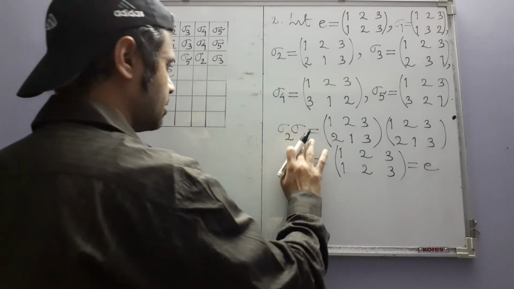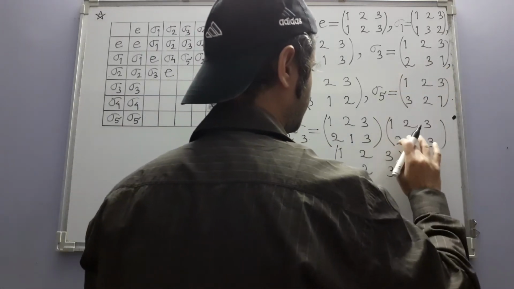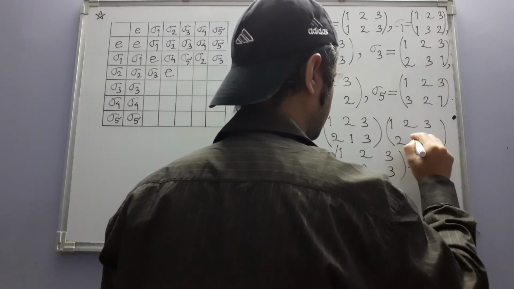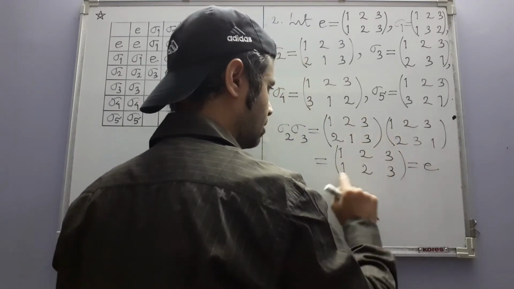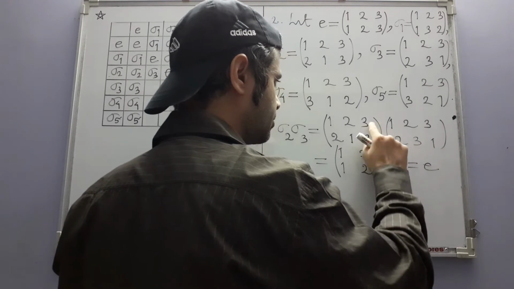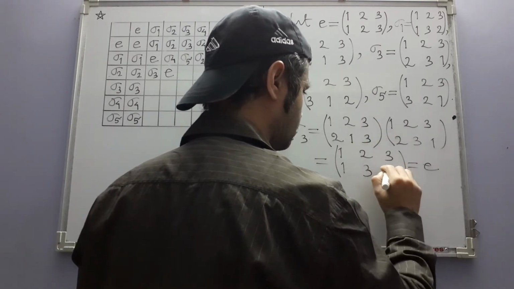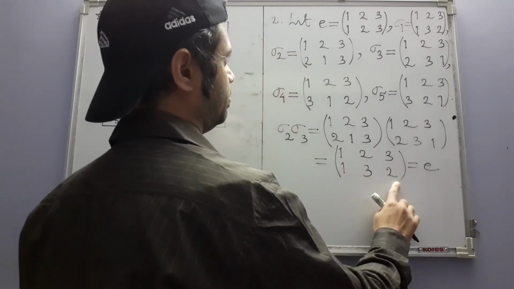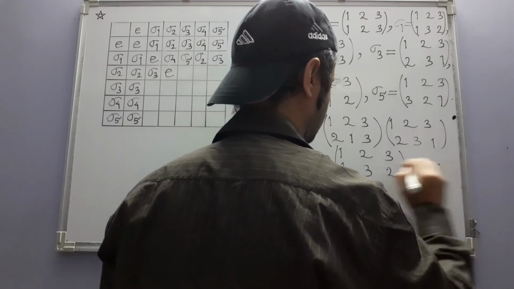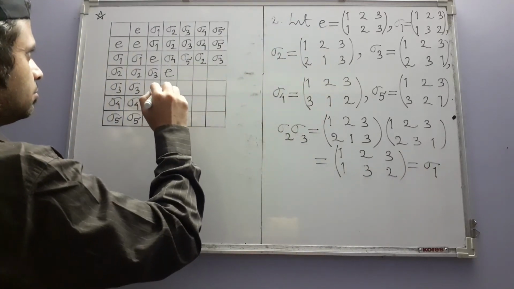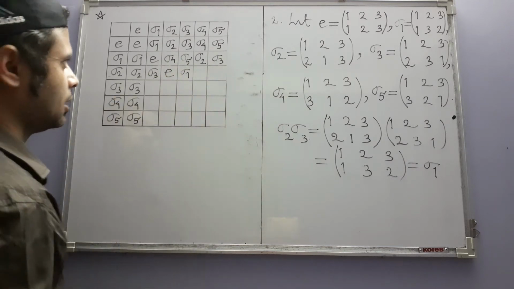Then sigma 2, sigma 3, 2, 3, 1. 1 to 2, 2 to 1, 1 to 1, 2 to 3, 3 to 3, 2 to 3, so this one will be 2, 1, 3, 2, sigma 1. Sigma 2, sigma 3, so this is sigma 1.